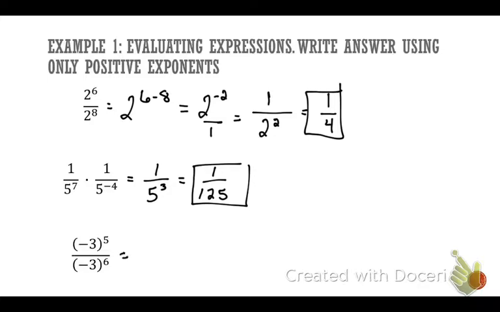So, most of you did negative 3 to the power of 5 minus 6. Okay? Negative 3 to the power of negative 1. You can't have a negative exponent. Well, some of y'all just magically made that positive and you didn't flip it. You got to flip it.